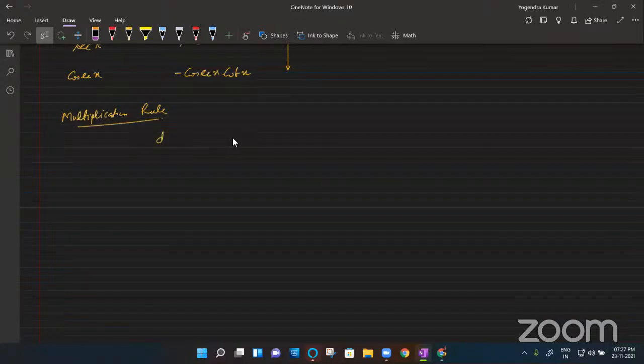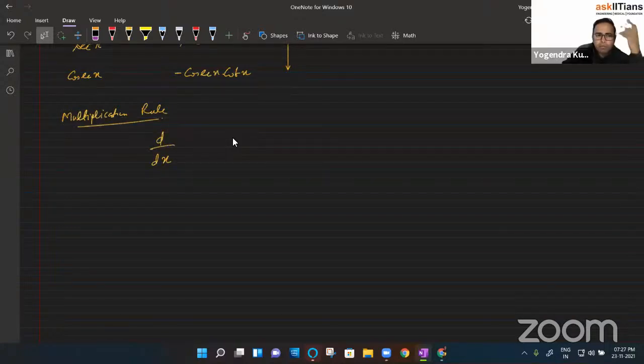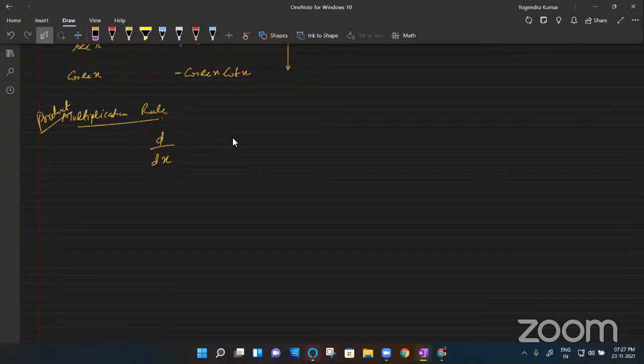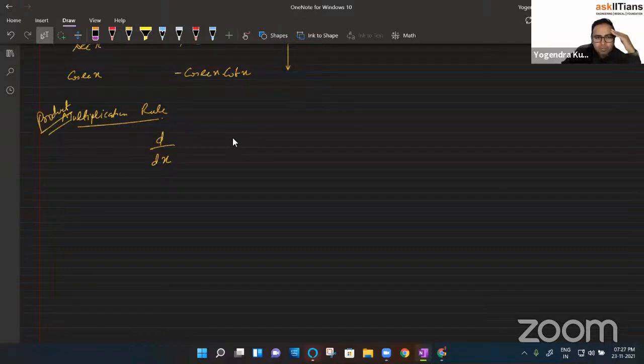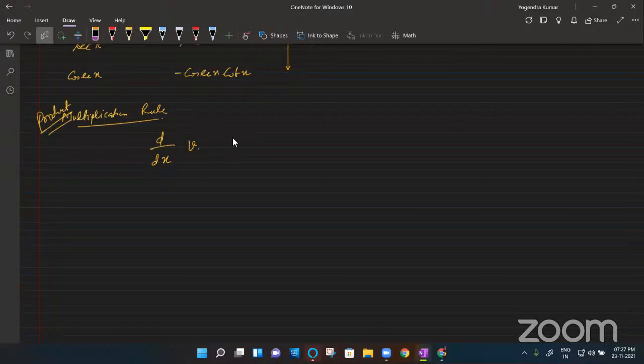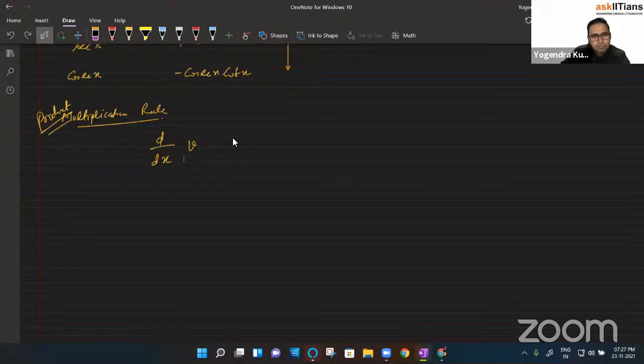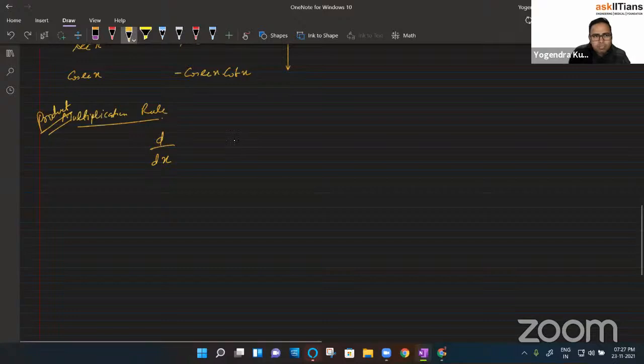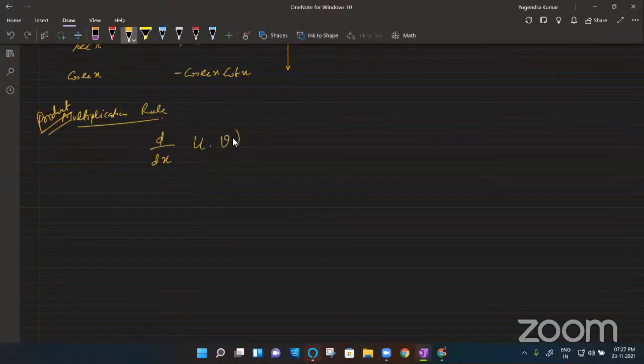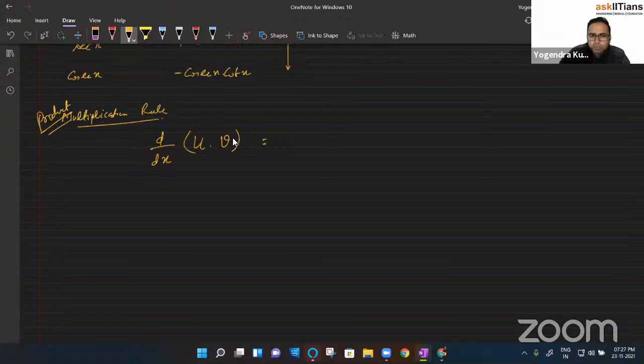Product rule: d by dx of f(x) into v, u v or v u, whichever you want to write. You want to remember it as two functions, the uv rule. It was famous for us as the uv rule.